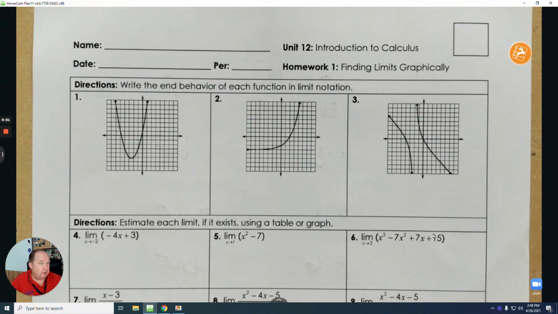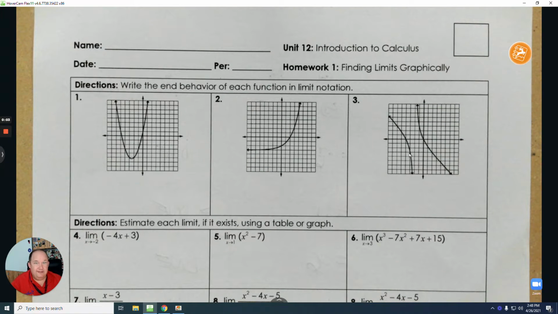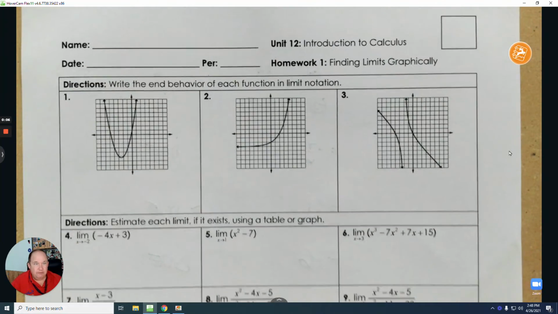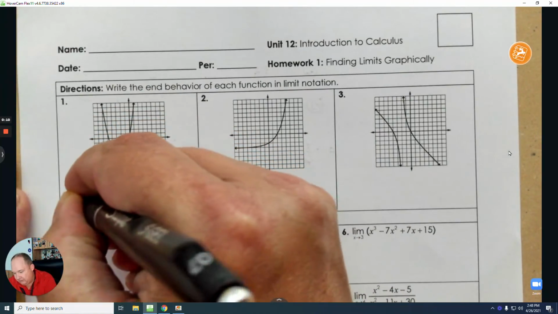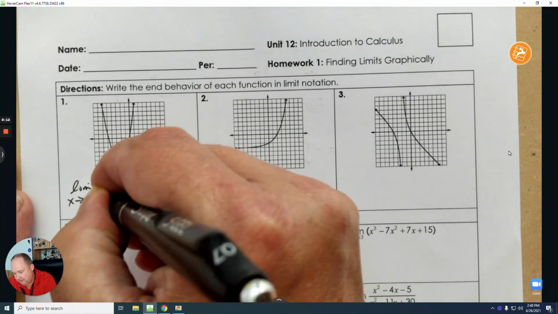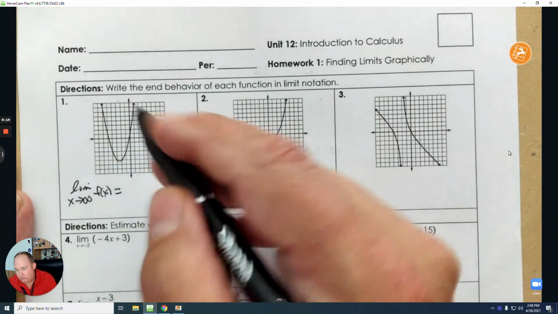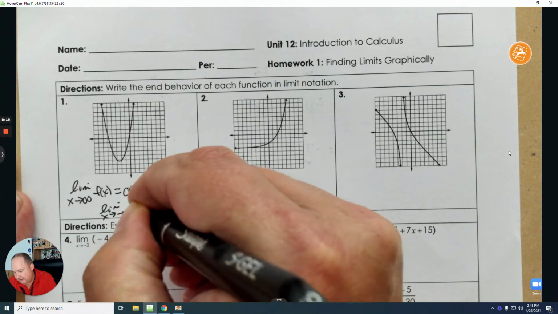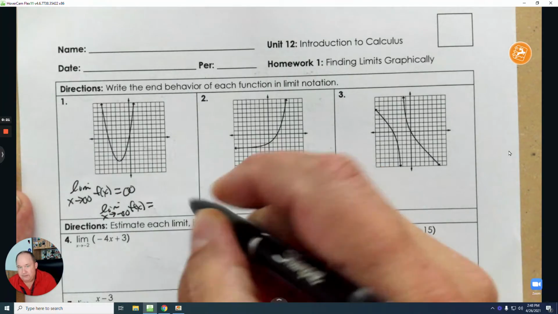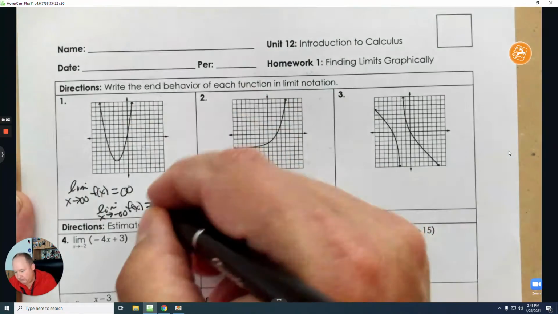Alright, so here's your homework on limits. It says write the end behavior of each function in limit notation. So the limit as x approaches infinity of f of x, the right end is going to infinity. The limit as x approaches negative infinity of f of x, the left end approaches infinity.